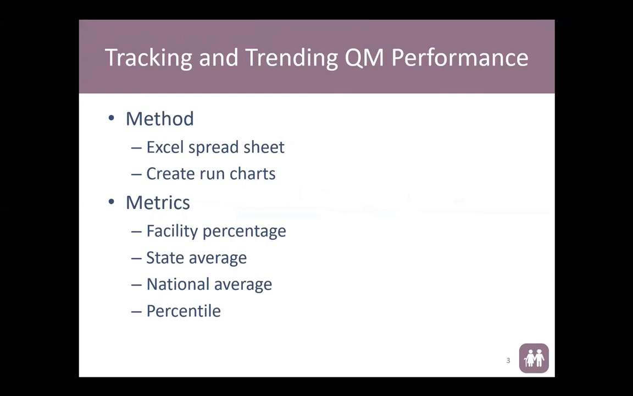Many of you may already be tracking and trending your CASPER data. In this presentation, I'm going to share an Excel spreadsheet created specifically for tracking and trending the CASPER data. A run chart has been added to provide ease for trending. The metrics used are the facility percentage, the state average, the national average, and the comparison group national percentile.